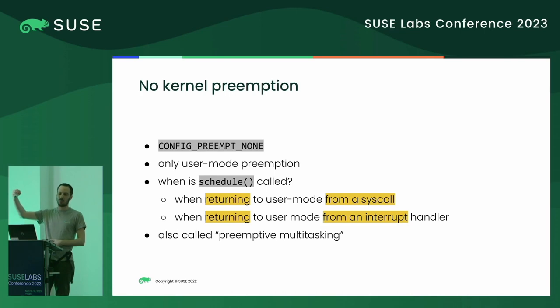Preemptive multitasking is concerned with user mode execution. So of course we are taking a task off the CPU. This is the traditional preemption model that Linux has had since the very beginning. So where is schedule called? This is a question that we want to ask ourselves. We know that in order to schedule, we want to call schedule. So let's find out where schedule is invoked in this mode. In two situations: coming back from a syscall and coming back from an interrupt handler. And yeah, I was mentioning preemptive multitasking.